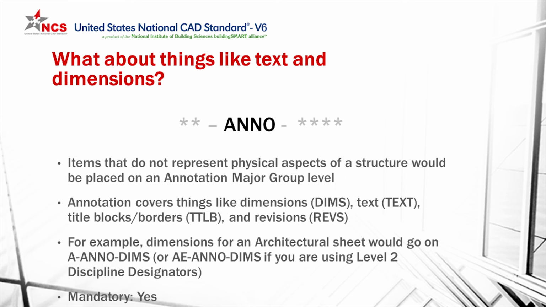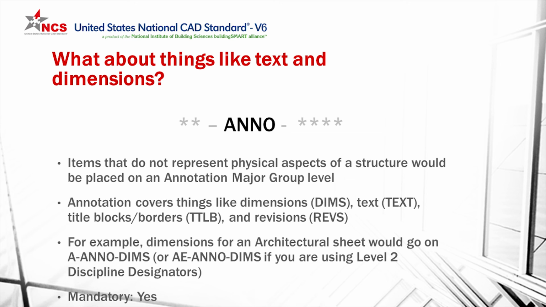So now what about things that are not physical parts of a drawing or a site? What about things like text and dimensions? What you would do is place things that do not represent physical aspects of a structure on what's called the annotation major group level. You can create layers that cover things like dimensions, which would be DIMS, text, title blocks and borders, TTLB, and revisions, REVS.